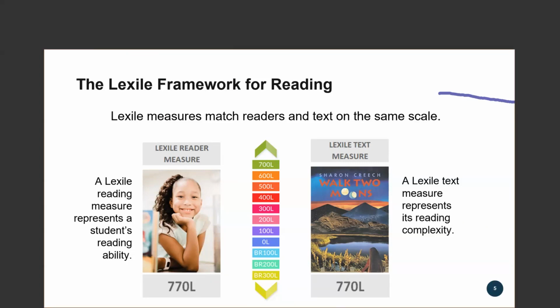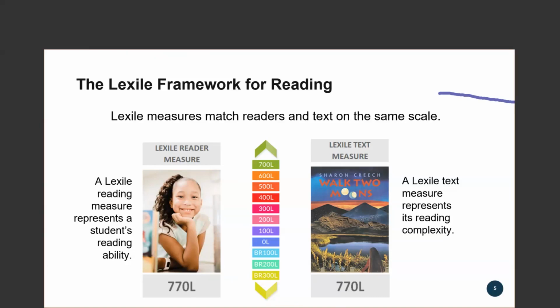As you see in this example on the left-hand side of this slide, you see this young lady who, let's imagine, has a 770 Lexile reader measure. That describes her reading comprehension ability. And let's imagine this child is sitting down with a book that has an equal measure, 770L on the text side. In this case, the example is Sharon Creech's Walk Two Moons. What we know from this is that this is an ideal match for this child.